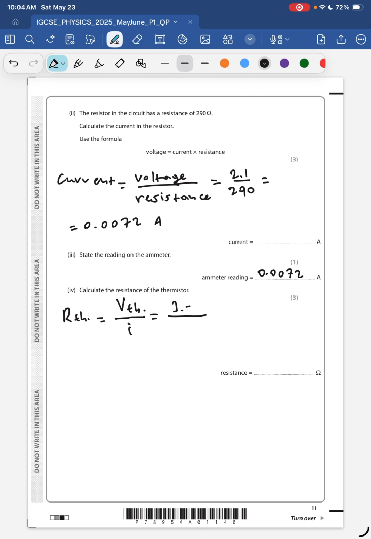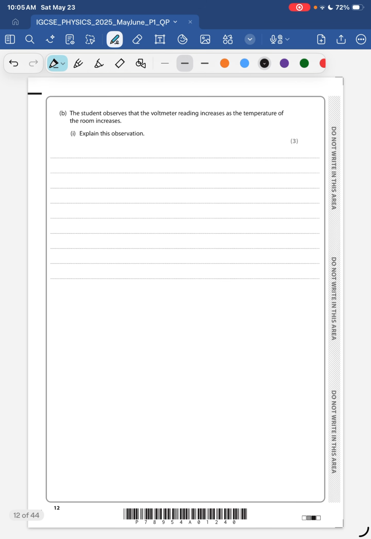So this is going to be 3.9 over 0.0072, which yields 541.7 ohms, which is about 542 ohms. Okay, that's our answer. Let's move on to part B.